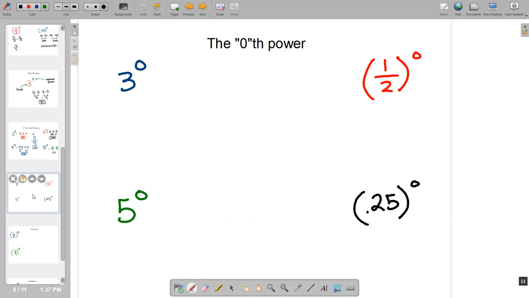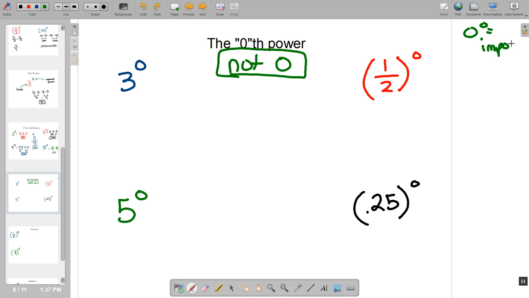Once again, a 0th power, which we talked about in the last video. Anything raised to the 0 is not 0, and everything raised to the 0th power is equal to 1, except for 0 raised to the 0th power, which is impossible. So you probably won't see that until you get a little bit older. But that means that 3 raised to the 0th power is 1. 5 raised to the 0th power is 1. Even fractions like 1/2 raised to the 0th power is 1. And like a decimal, like 25/100ths raised to the 0th power is also 1.